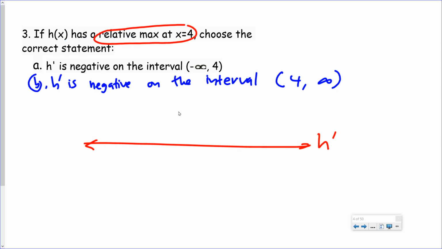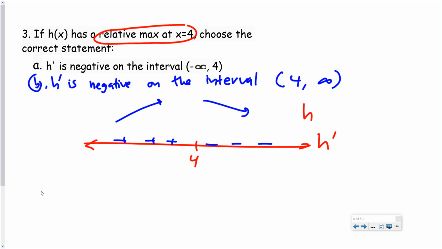Maxes and mins happen at critical points, okay? If I have a max at h, do you agree that h would look like this? So let's go backwards. If h is increasing, what sign was h prime down here? Positive. If h is decreasing, what sign should have been here? Negative. So which one is the answer?